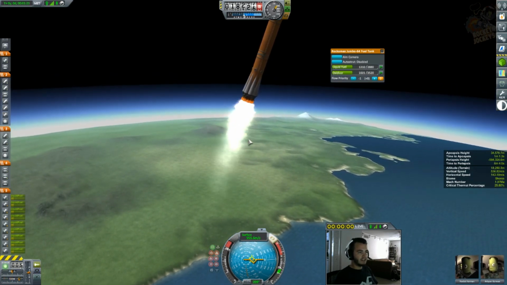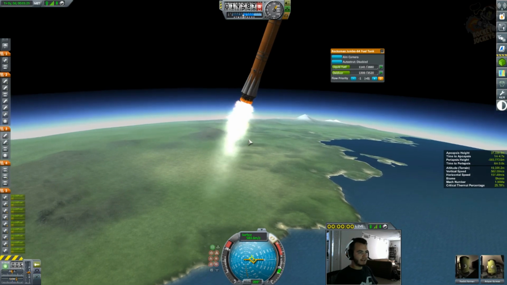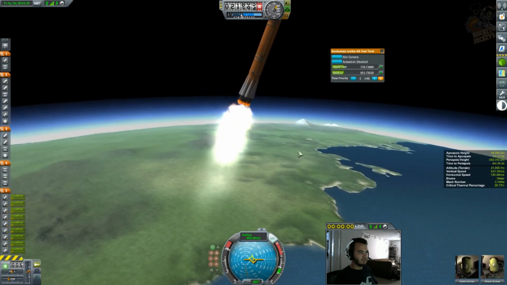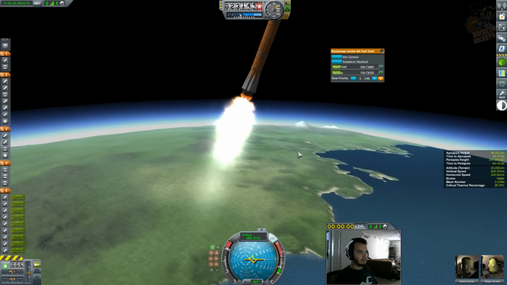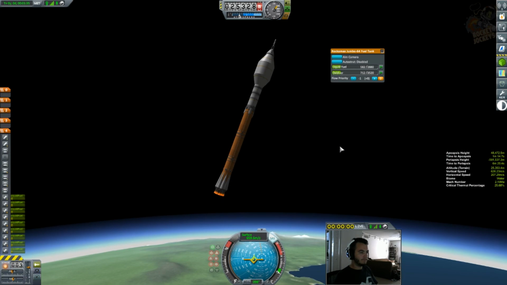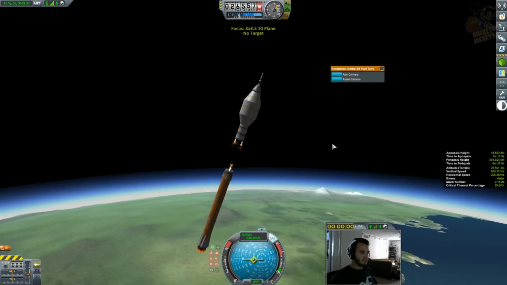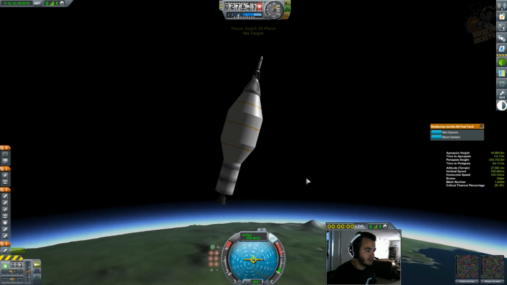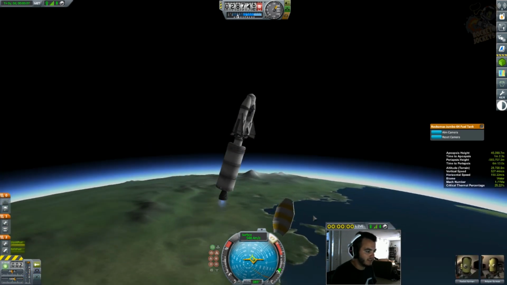Alright, so let's call MECO in about 5, 4, 3, 2, 1. So main engine shutdown, and we have separation. There we go, looks good. Flip to our second stage here and let's go ahead and get this going.